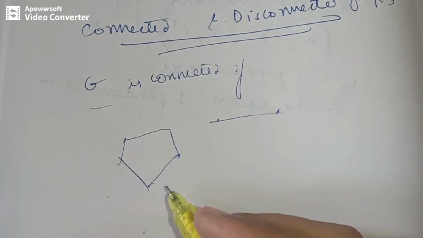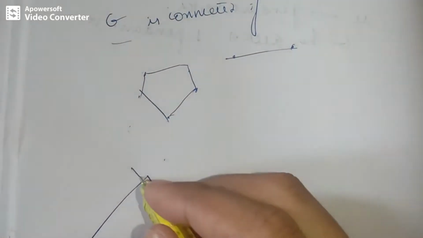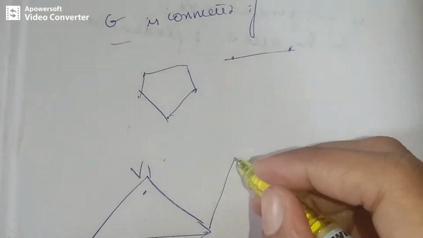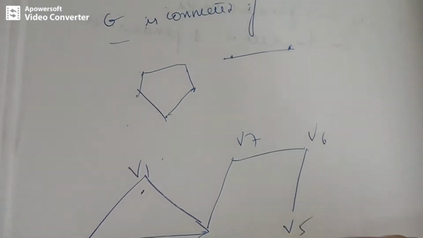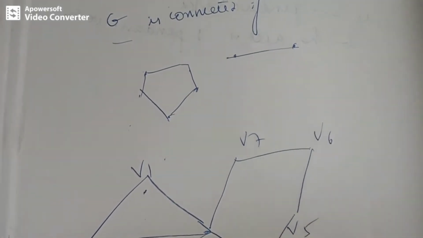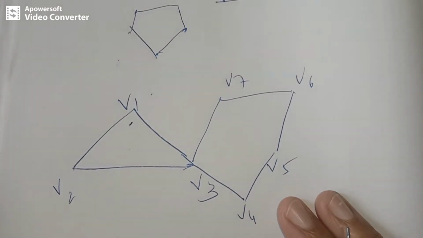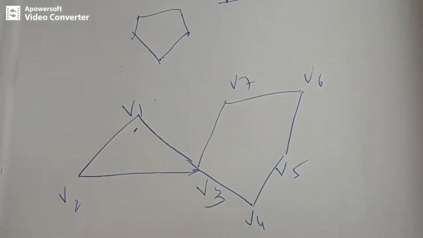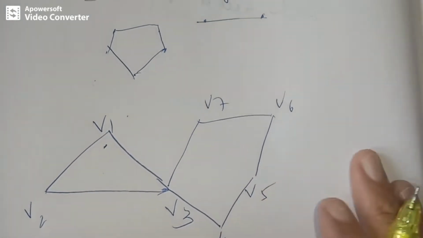Let's take an example. Let's say this is the graph with vertices V1, V2, and V3. Here we have V7, V6, V5, and then V4. So this is the graph. Is this a connected graph or a disconnected graph? We can observe that there exists a path between every two pairs of vertices. Next, let me give you another example.